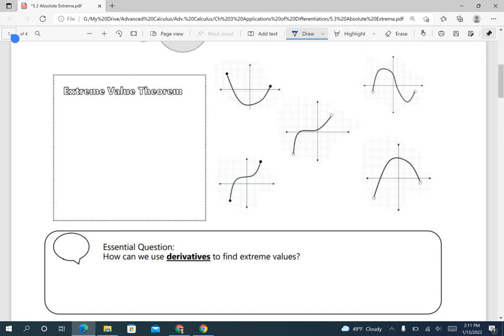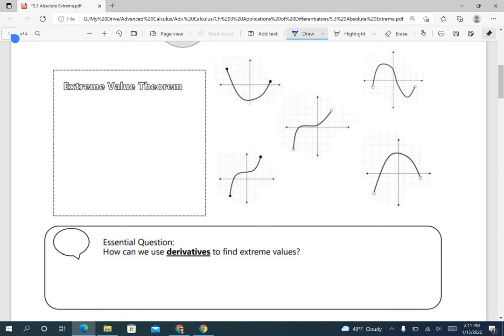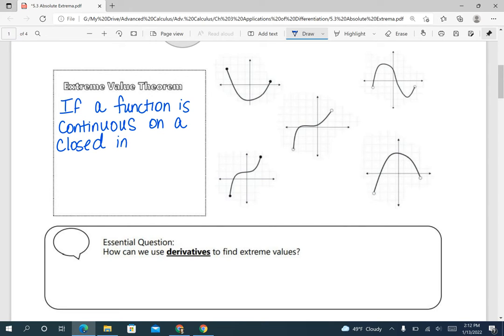But first, let's talk about something called the extreme value theorem. The extreme value theorem says if a function is continuous, meaning there are no holes, gaps, or asymptotes, on a closed interval, and closed interval means that the endpoints are solid. Okay, so those are the criteria for the extreme value theorem.